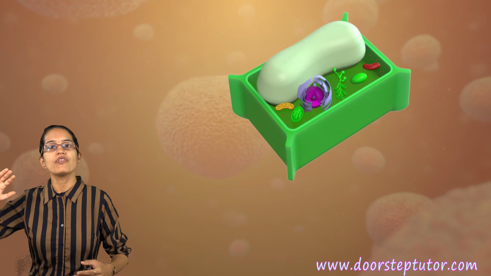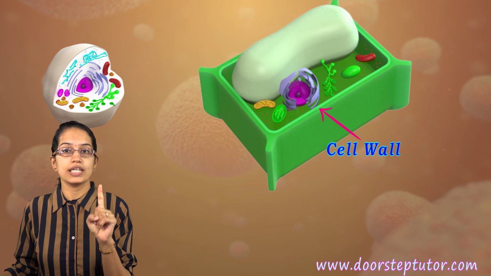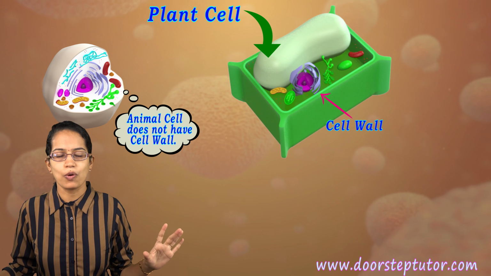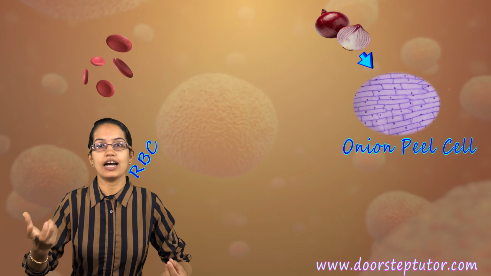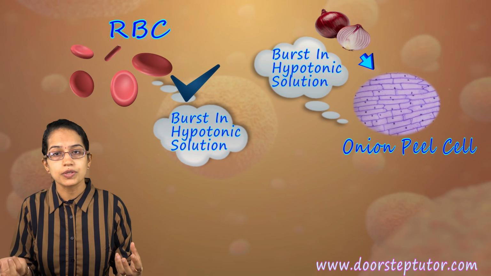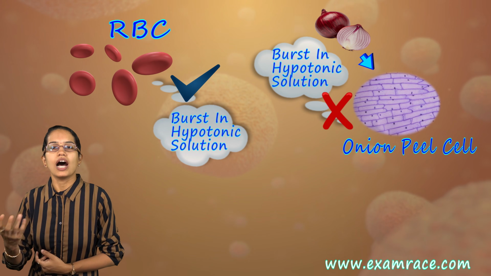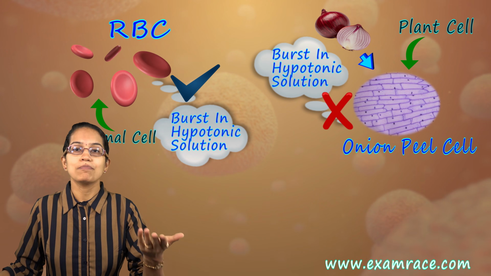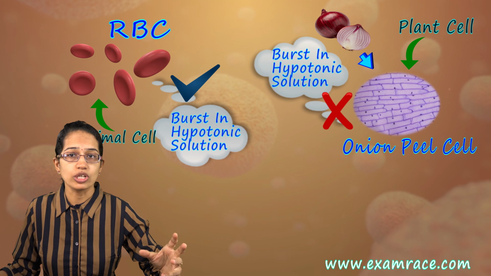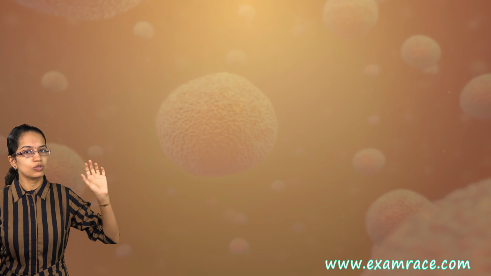Now, as we discussed, the cell is composed of the outer cell wall that is present only and only in the plant cell. So a very important question: many a time you have questions like this. You have an onion peel and an RBC. RBC bursts in a hypotonic solution, but onion peel does not. Why is it so? Because RBC is an animal cell, onion peel is a plant cell, and plant cells have a cell wall. So a very simple logic to understand this. The next important thing: the cell wall is present only in the plant cell.